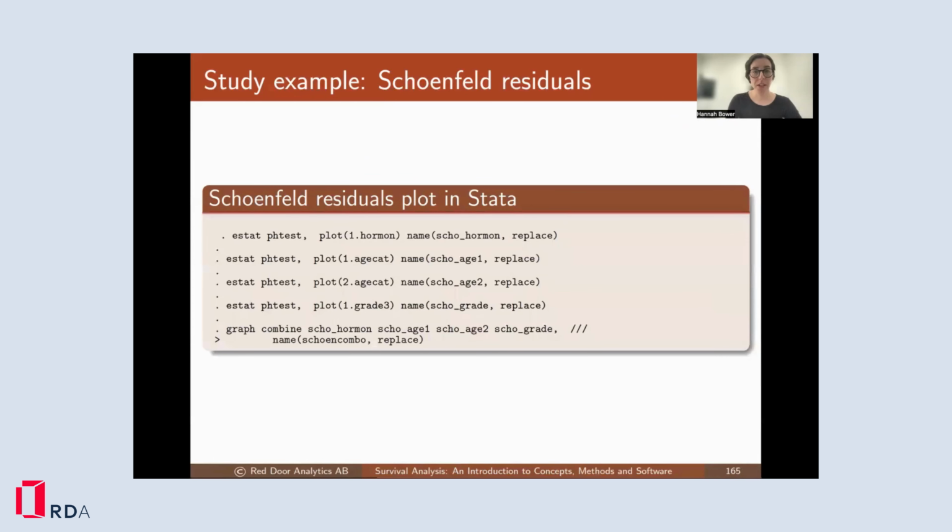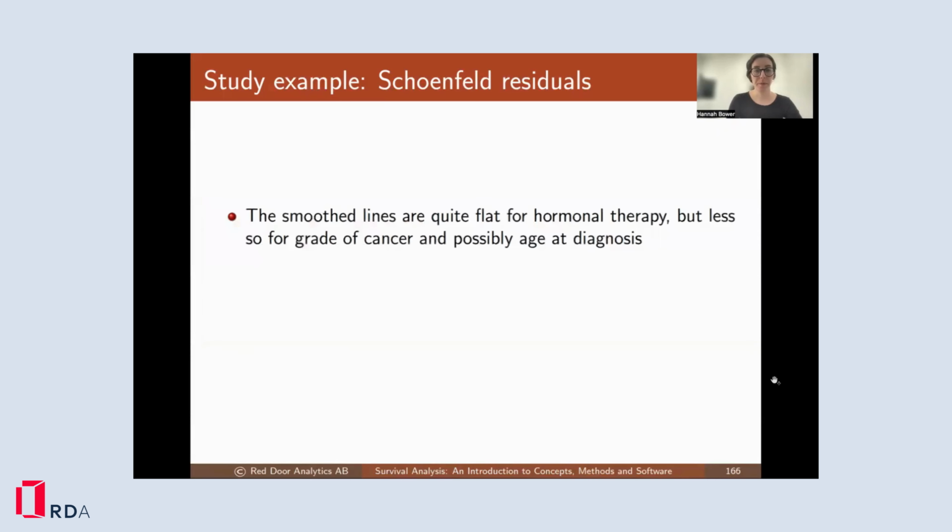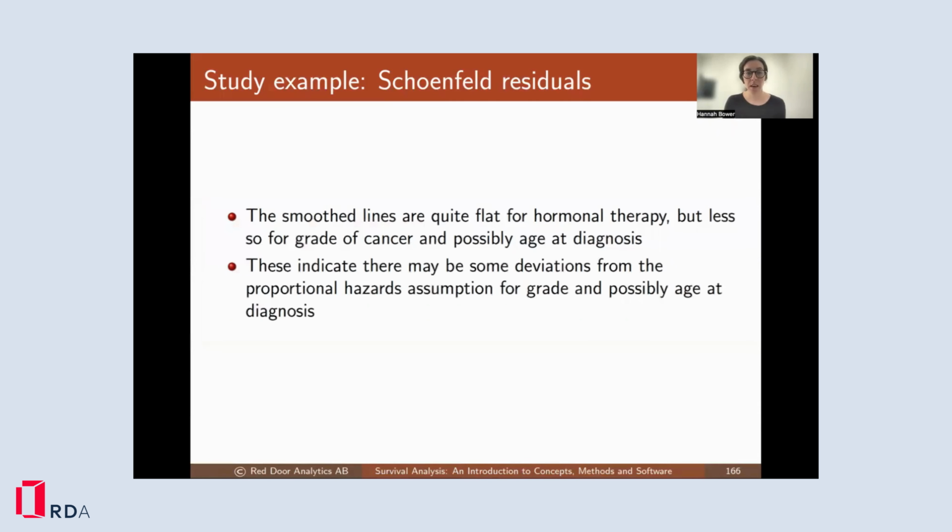If you want to plot these yourself in Stata, here's some code. Again, the same thing, I plot these separately and then combine them at the bottom. And you can see here that we've got different plots for the hormonal therapy, then for the 2 age categories, and then for grade at the bottom. So what do we conclude from these lines? We say that the smooth lines are quite flat for hormonal therapy, but less so for grade of cancer and possibly age at diagnosis. So these indicate that there may be some deviations from the proportional hazards assumption for grade, and possibly age at diagnosis.